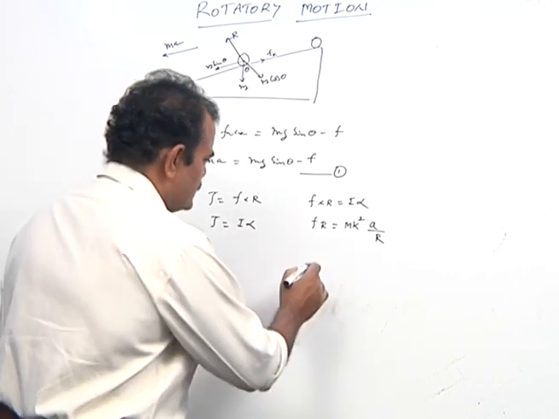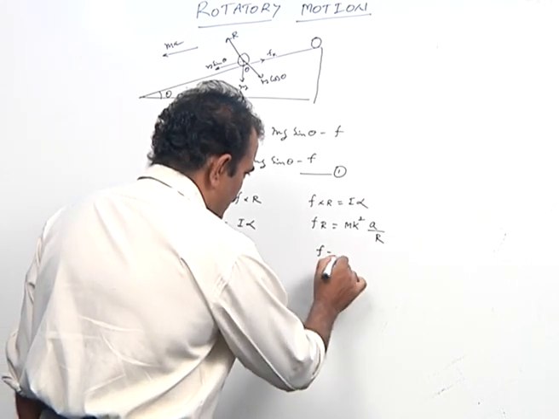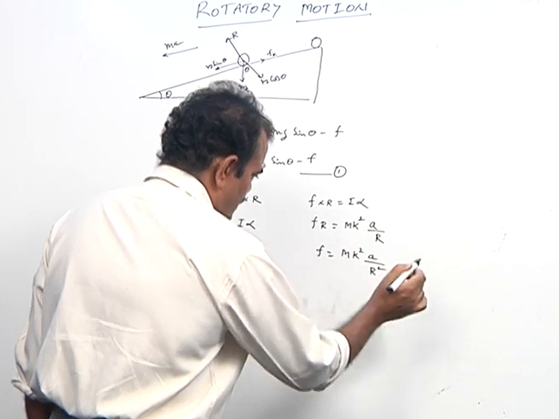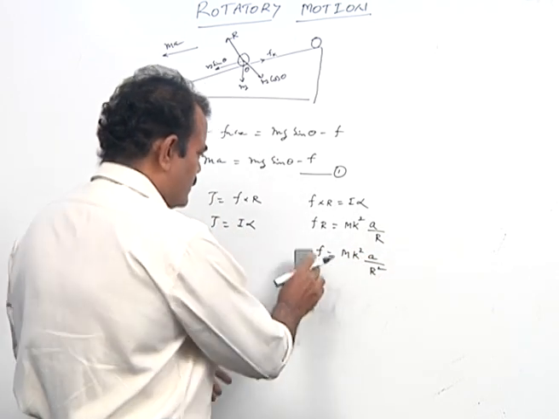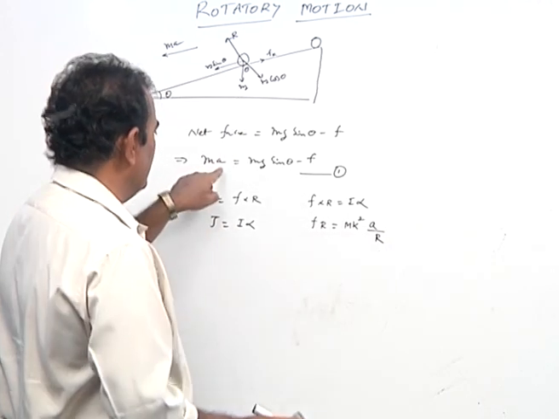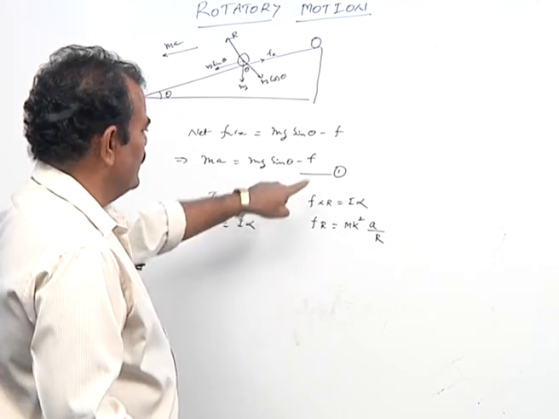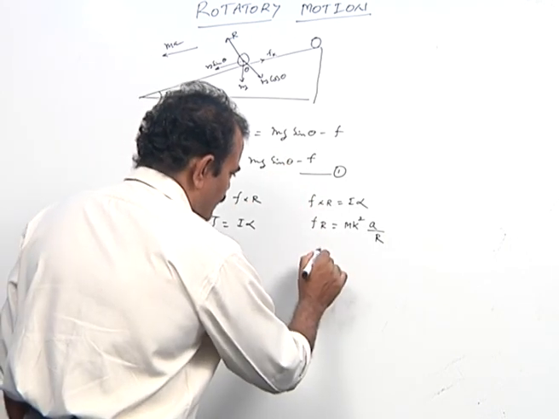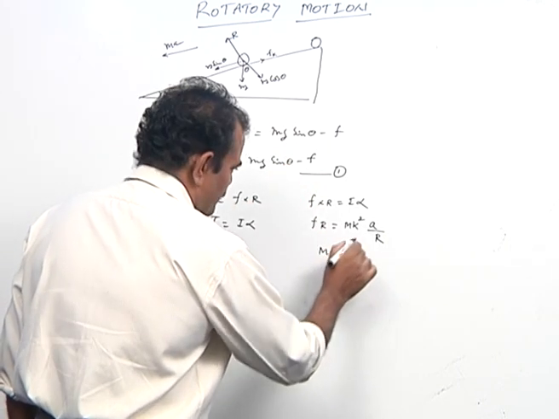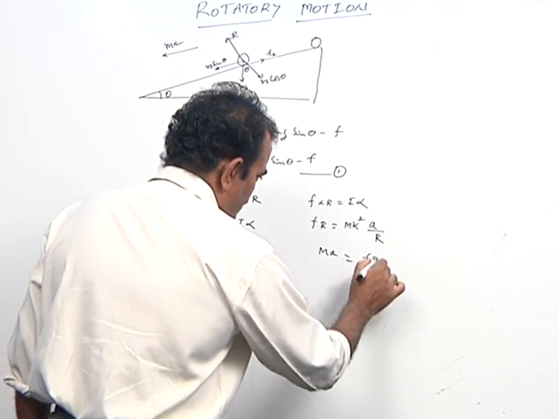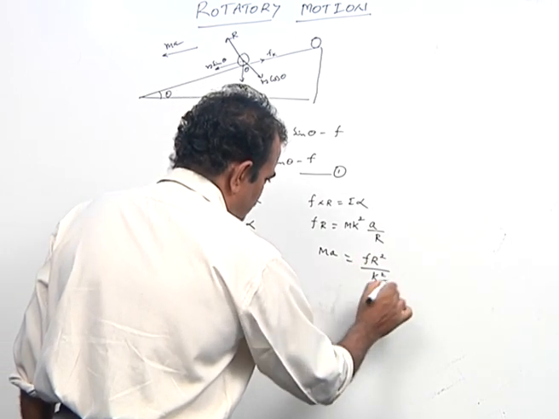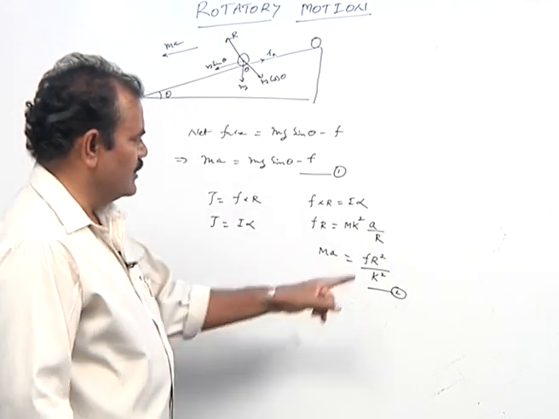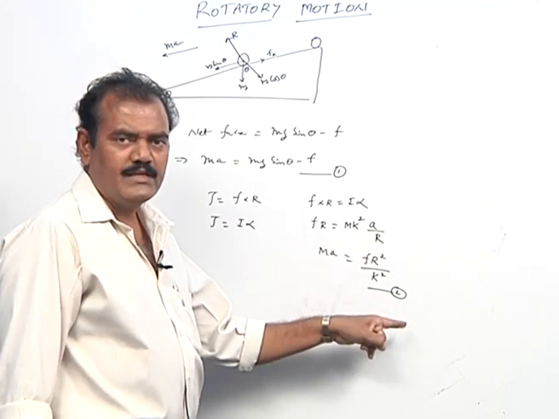So now F is equal to mk square times a by R square. Because our requirement is the F, we can eliminate this, and ma is equal to Fr square by K square. This is the second equation: ma is equal to Fr square by K square.